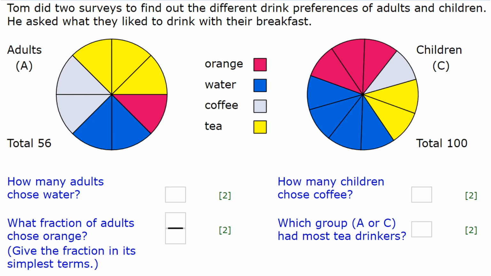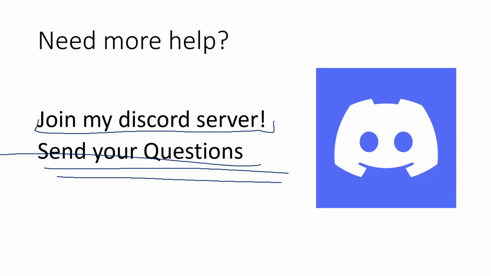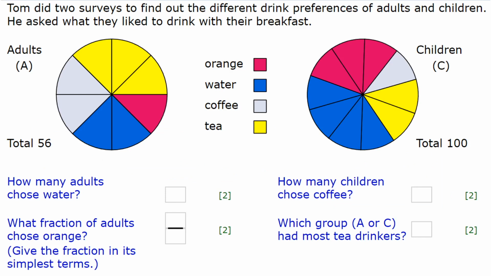Well, first things first is what fraction of adults chose water? Well, we know that 2 out of 3, 4, 5, 6, 7, 8. So 2 over 8 chose water. Okay? So how many adults is that? All we're going to do is 2 over 8 times 56, which is equal to 14 people. Okay?